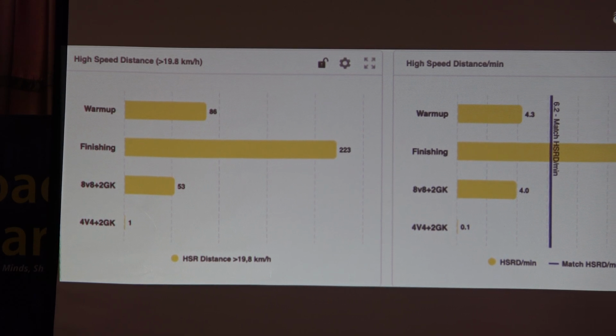And next one is accelerations and decelerations, which is the mechanical load.